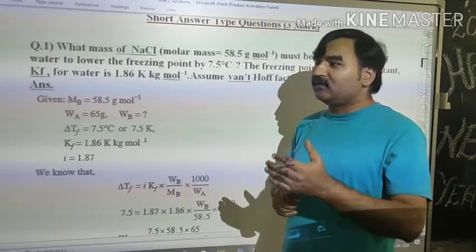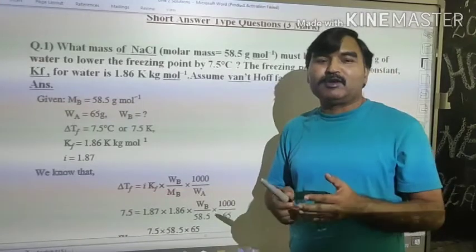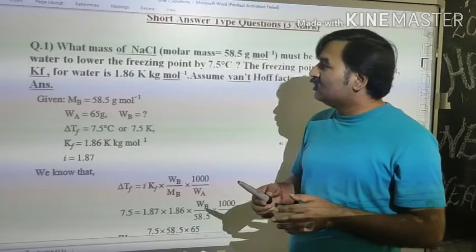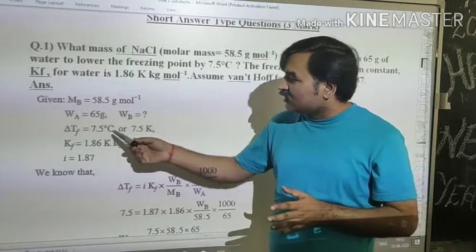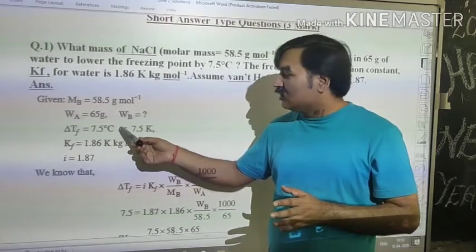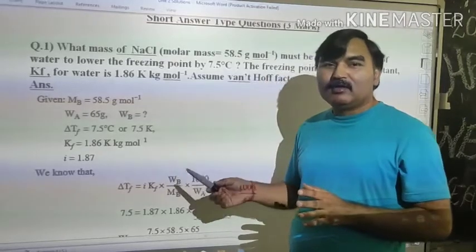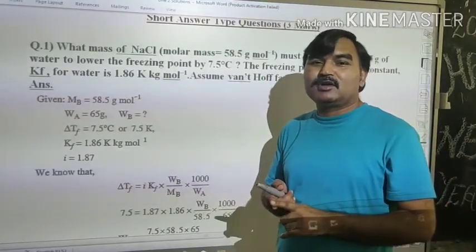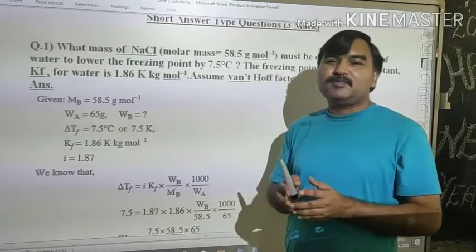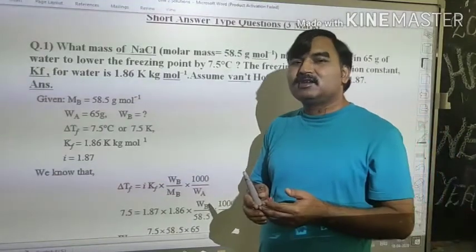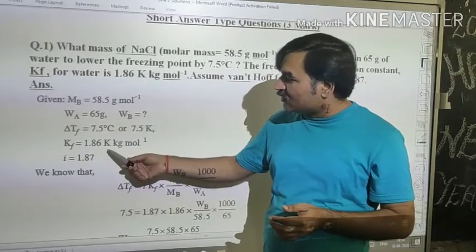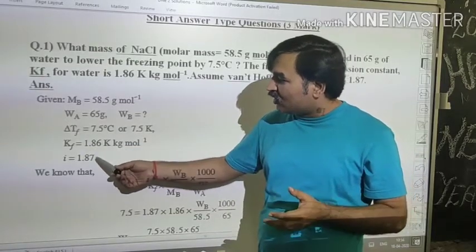It does not mean that we have to change it into Kelvin by adding 273 to the degrees Celsius. So in this question, delta Tf is given as 7.5 degrees Celsius, and the same will be in Kelvin, because it is the difference of two temperatures, not the absolute temperature, and the difference between two temperatures will be the same either in Celsius or in Kelvin. Then you are given Kf, which is 1.86, and you are also given the van 't Hoff factor.